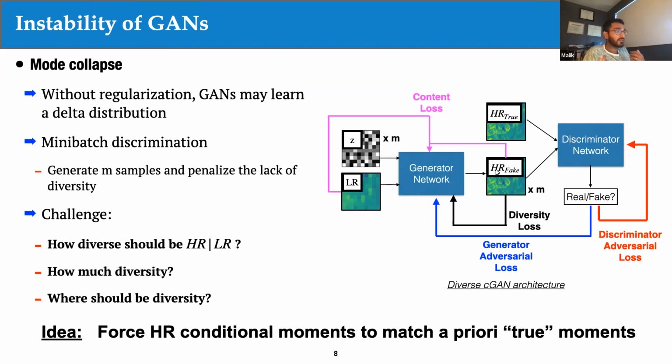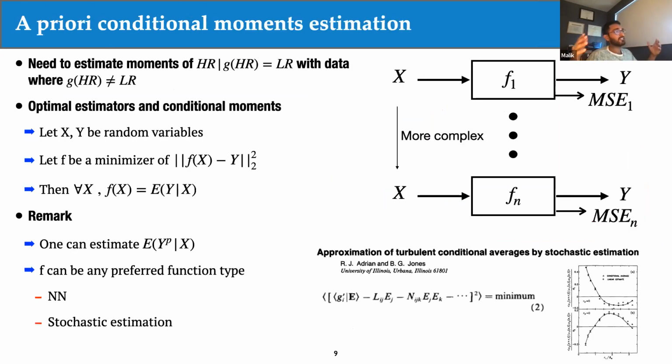So the way we're going to do this is that we're going to just compute the first and the second order moments of the high resolution field we're sampling and compare it to the first and second order moments of the true distribution we would like to sample. Okay, so now the problem changed. How do we estimate a priori what is the distribution we would like to sample? So the way we characterize the distribution is with its moments. So what we need to estimate are conditional moments of this distribution.